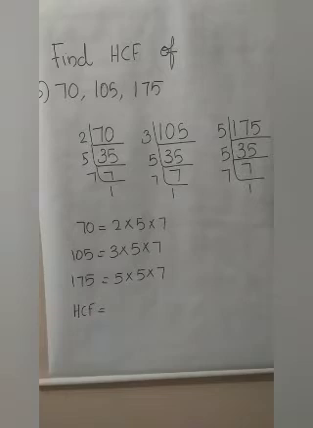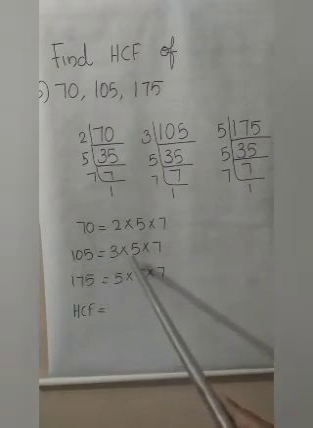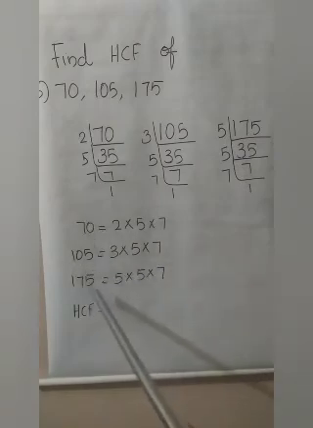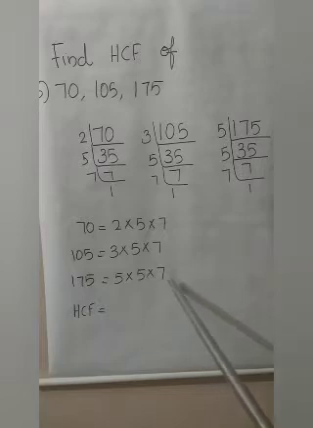Next number, 175. Anyway, that number is not divisible by 2 or by 3, so the only option is to start with 5. When dividing by 5, I get 35. So again 5, 7. 7 is a prime number. So now I have factorized all three numbers. For 70 we got 2 into 5 into 7. 105 we got 3 into 5 into 7. 175 we got 5 into 5 into 7.